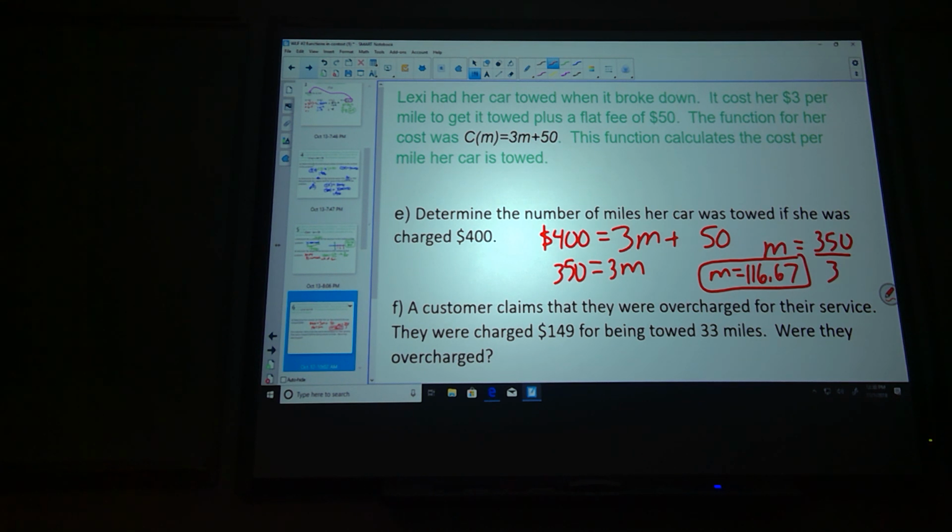That's how many miles. 116.67. Where were these people at? Over in Grand Junction or something? That's far to get a car towed. You mean to tell me there wasn't a place to get your car fixed for 116 miles? You might be right. I don't know.